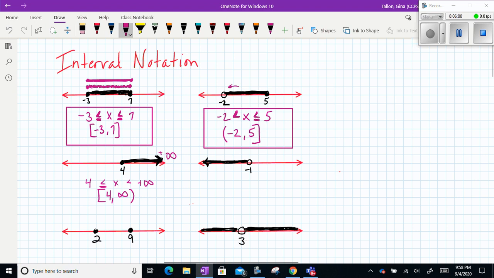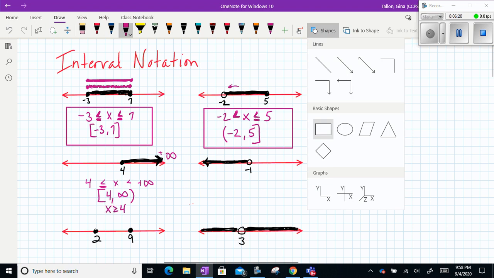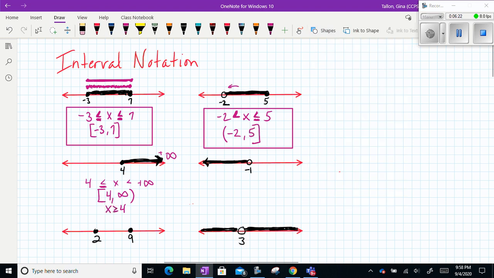This is another way to give your answer here. Or, if you just like to say x is greater than or equal to 4, I would take that. And that's probably the way you would normally write an answer without this new notation. Okay, so let's just get that off the 4. Somewhere in the middle. Very nice.